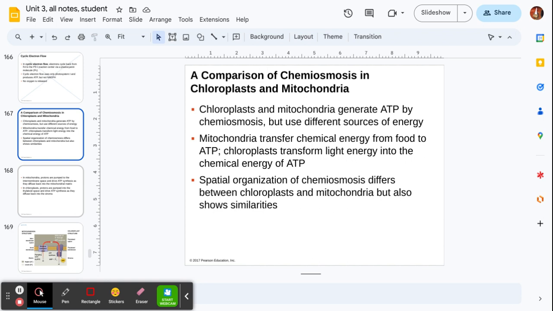Chloroplasts and mitochondria generate ATP by chemiosmosis, but they do use different energy sources. Mitochondria is going to use food, right? It's going to use glucose. It's going to use chemical energy. Chloroplasts are going to use light energy. Right? They're using light energy to generate its ATP.